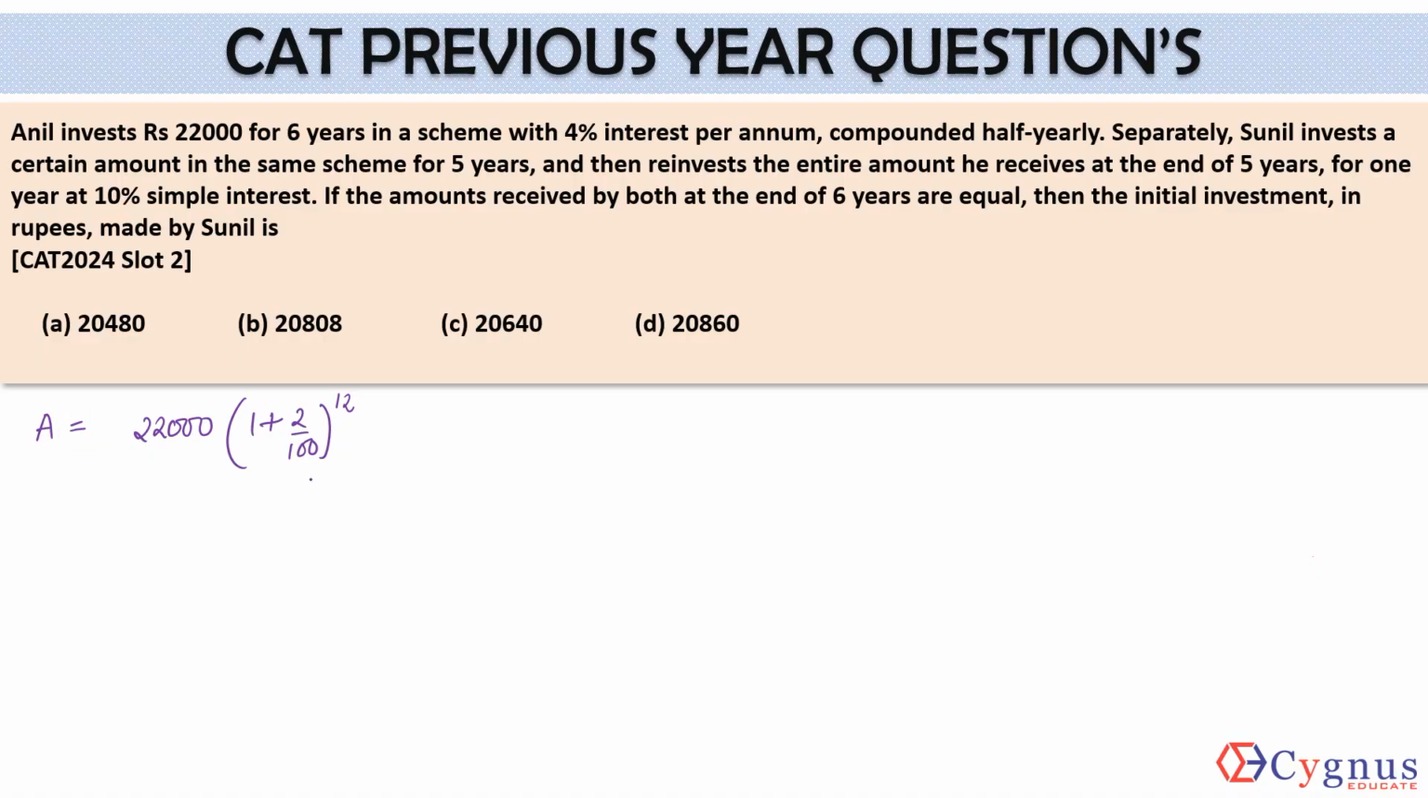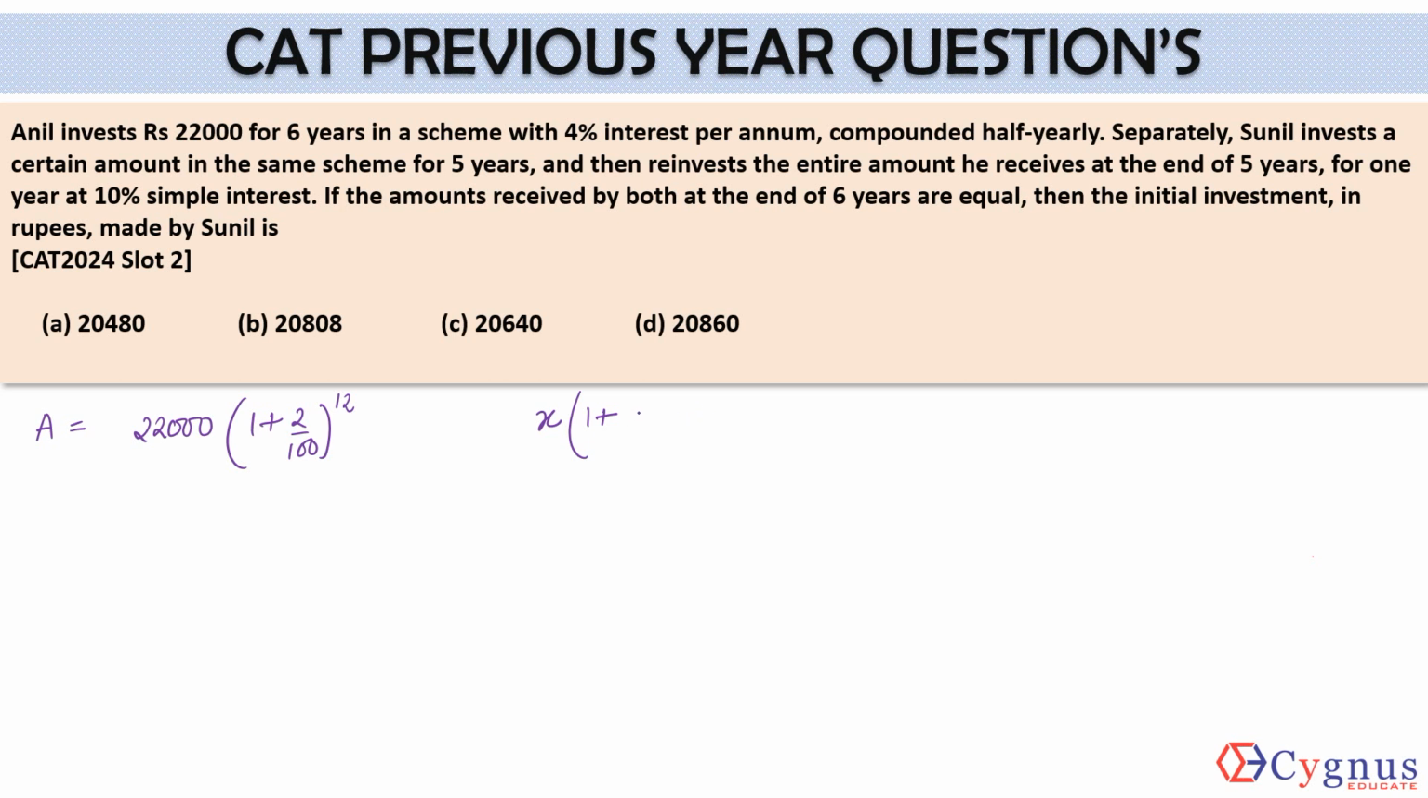Sunil invests a certain amount in the same scheme for 5 years. How much amount, I don't know. Take it equal to X. He invested a certain amount in the same scheme for 5 years and reinvests the entire amount he receives at the end of 5 years for 1 year at 10% simple interest.